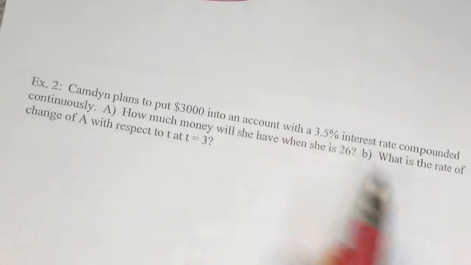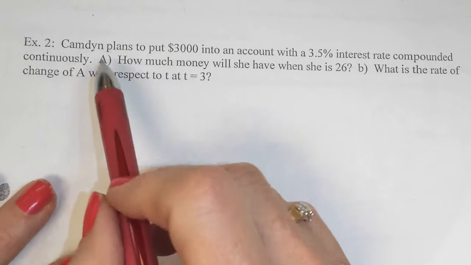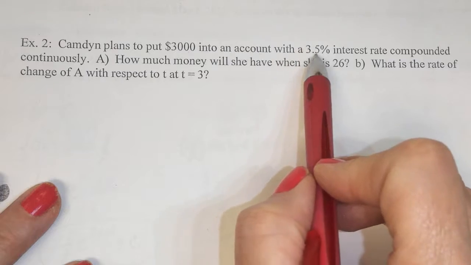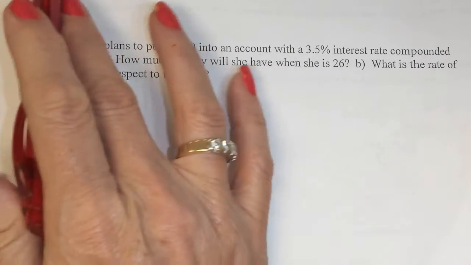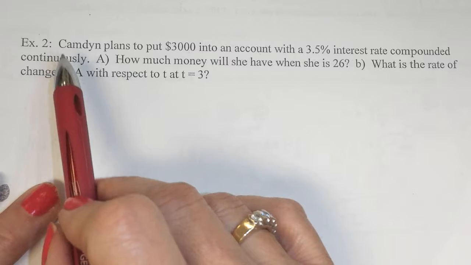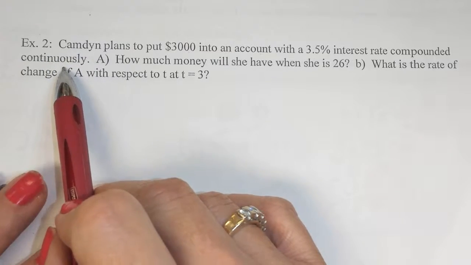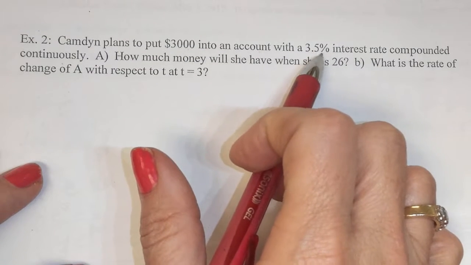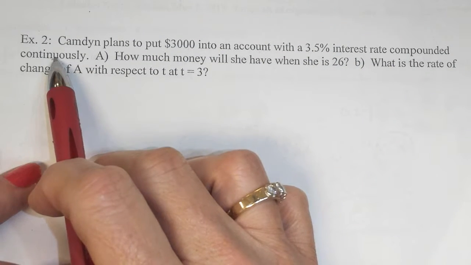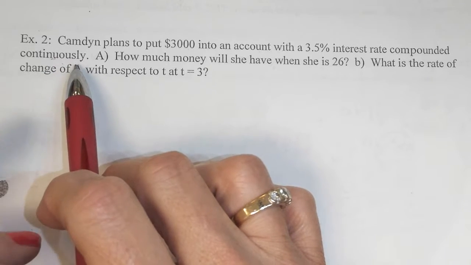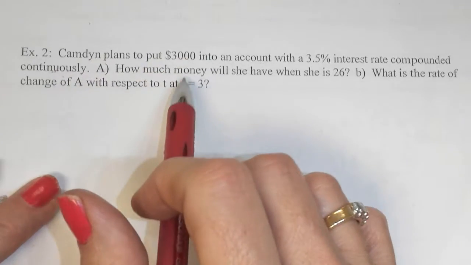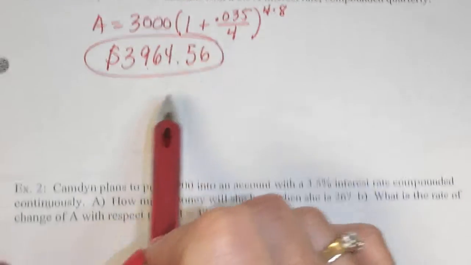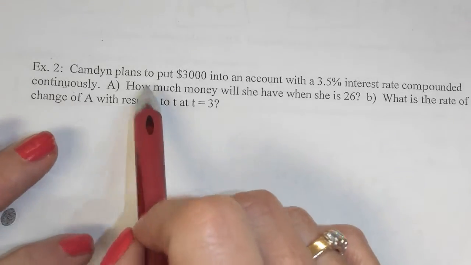All right. Let's look at this last situation. So we've got Camden. She's got $3,000 that she's going to put into an account with 3.5% interest. So kind of similar to what Krishna's was, but she has it compounded continuously. Sometimes banks will do this kind of thing. They'll say, hey, we're going to give you a lower interest rate, but we'll compound it continuously. And you think, oh, well, that sounds great. That should be a good deal. But let's see what happens. Is there really a big difference between compounding that interest 4 times a year versus compounding it continuously?